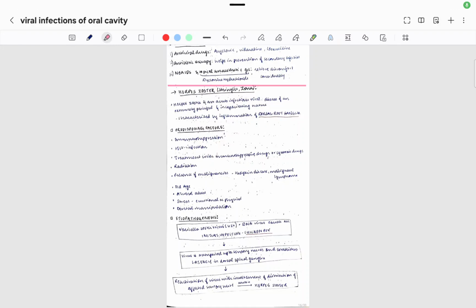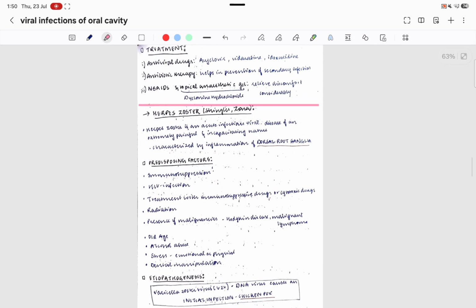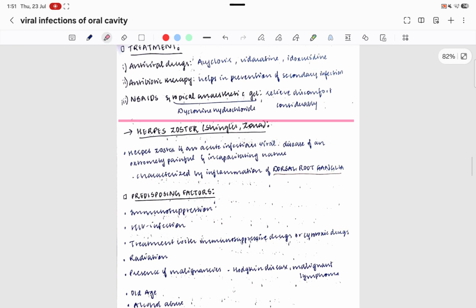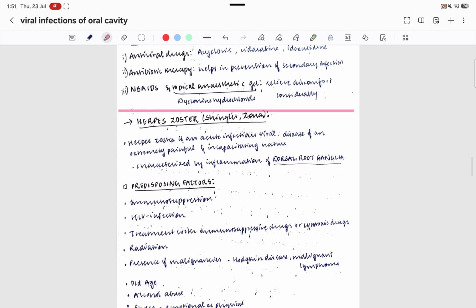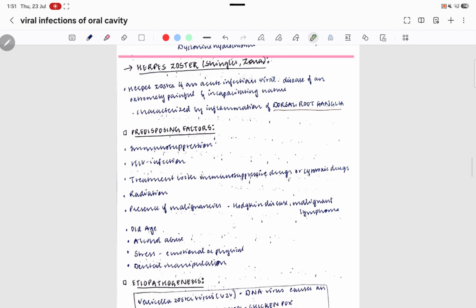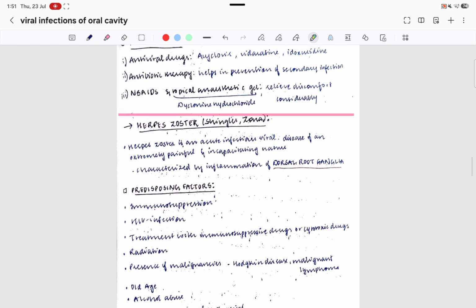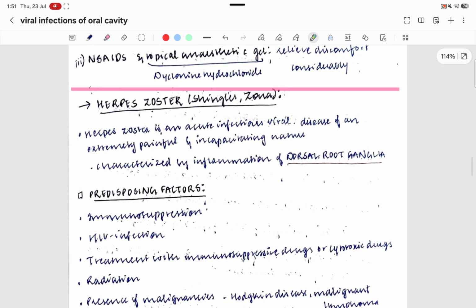Hello everyone, this is the second topic in the 5 marker, that is herpes zoster, and we are going to discuss this as a 5 marker. Let's see what has been asked in the university exam, and what all you can write on herpes zoster. Let us start with herpes zoster.